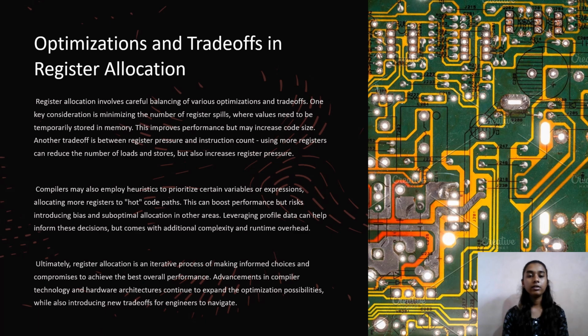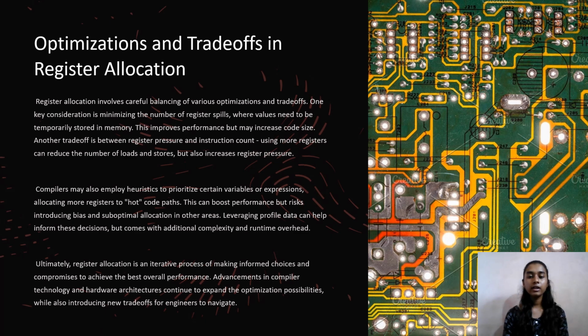Optimization and trade-offs in register allocation. Register allocation involves carefully balancing various optimizations and trade-offs. One key consideration is minimizing the number of register spills, where values need to be temporarily stored in memory. This improves performance but may increase code size. Another trade-off is between register pressure and instruction count. Using more registers can reduce the number of loads and stores but also increase register pressure. The compiler may also employ heuristics to prioritize certain variables or expressions, allocating more registers to hot code paths. This can boost performance but risks introducing bias and suboptimal allocation in other areas.